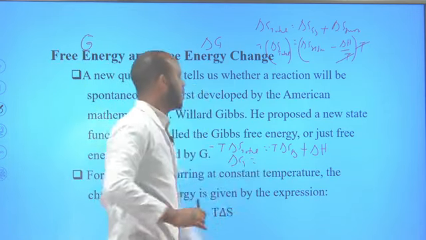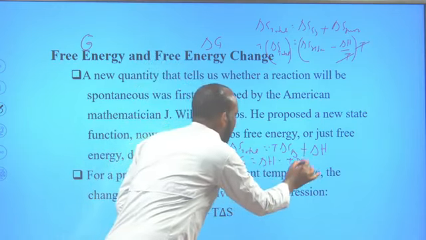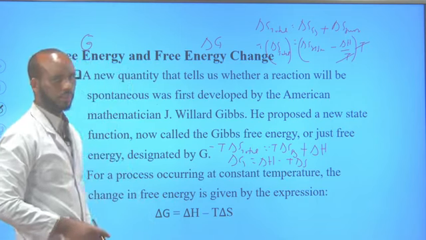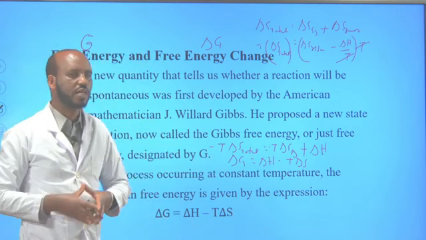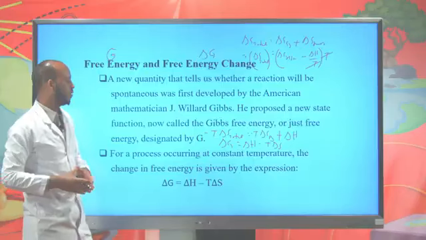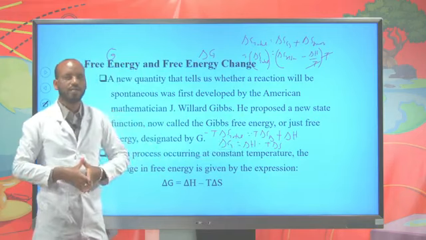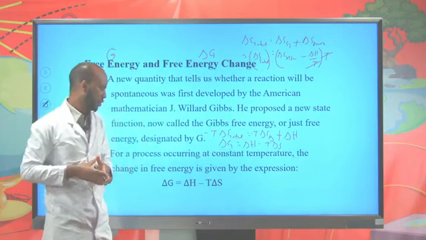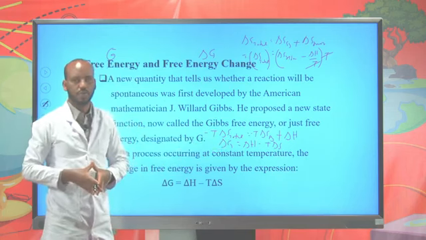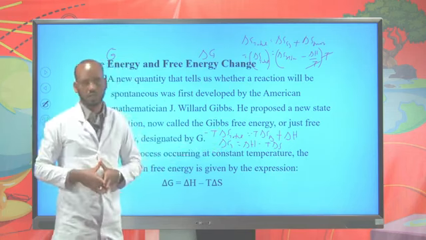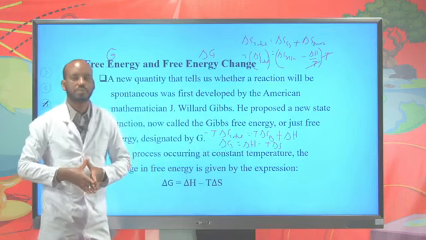Delta G equals delta H minus T times delta S of the system, which enables us to know whether the given reaction is spontaneous or non-spontaneous. If the Gibbs free energy change delta G is less than 0, then the reaction is spontaneous. If delta G is greater than 0, the given reaction is non-spontaneous. If delta G equals 0, the reaction is at equilibrium.